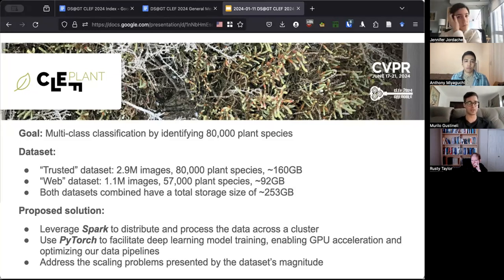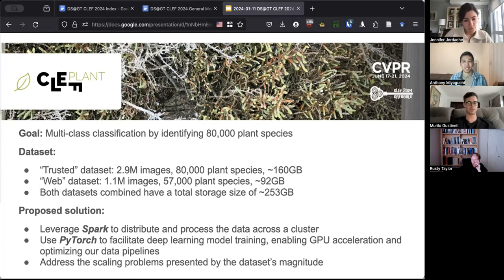There's mainly two data sets. At least last year, there was a trusted data set with almost 3 million images and 80,000 different plant species. That's 160 gigabytes of data. There's also a web data set, million images, 57,000 plant species, and 92 gigs of data. So both combined, we have roughly more than 250 gigabytes of data, just images. So that's a very difficult problem.